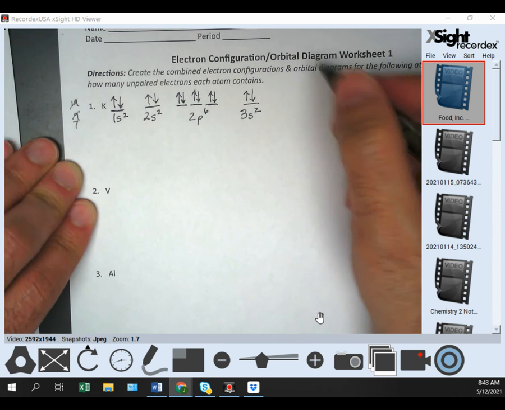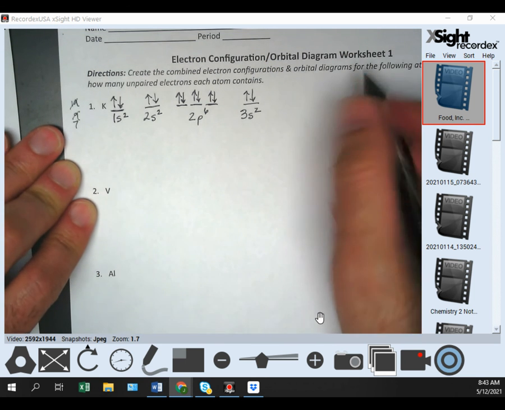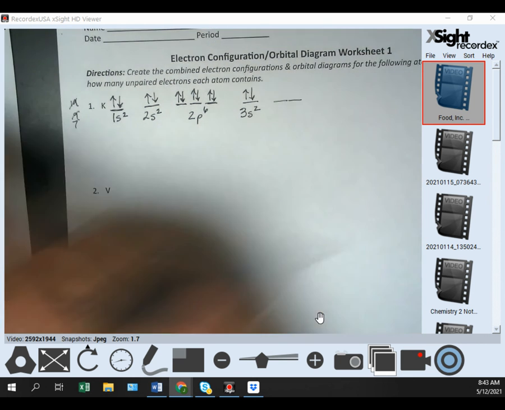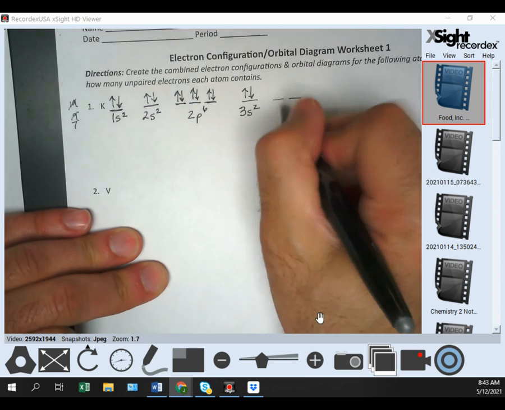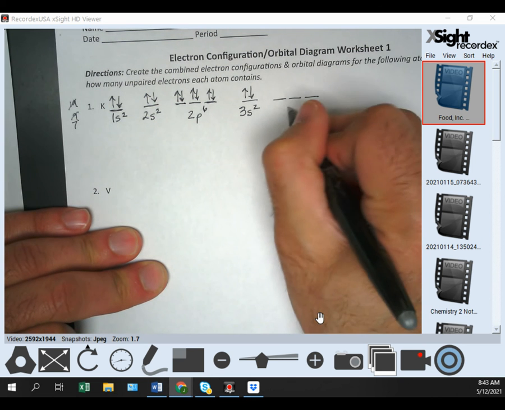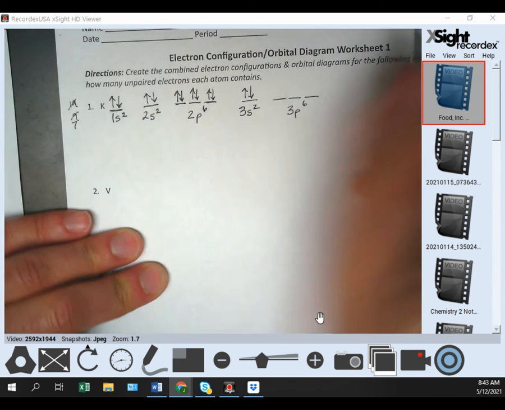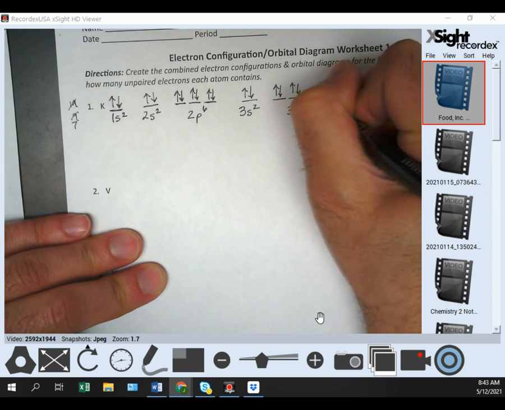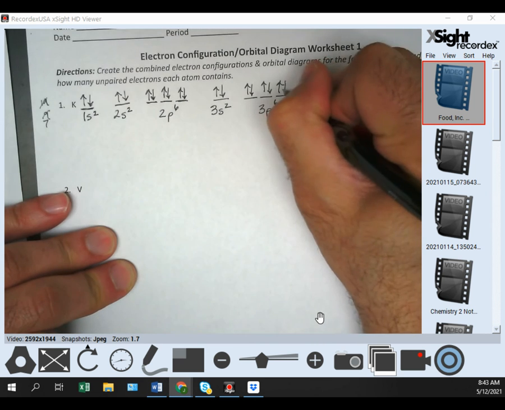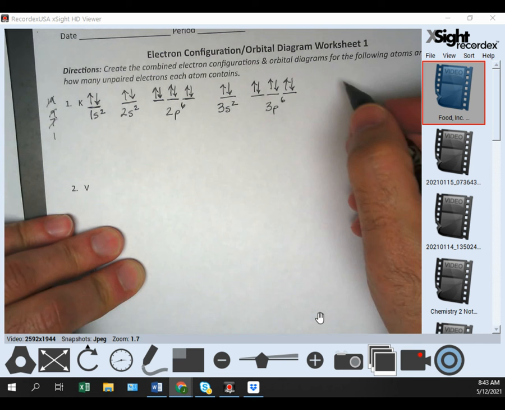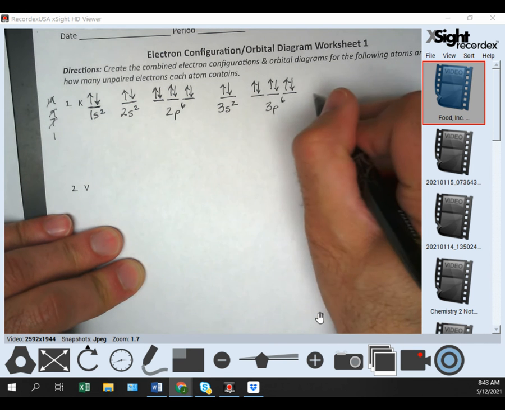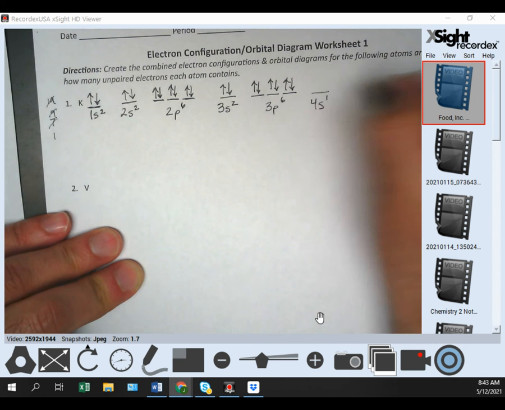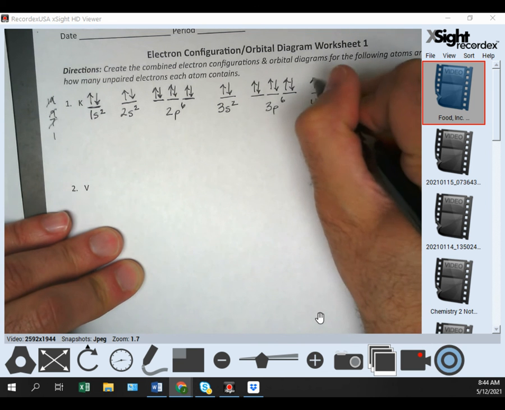After 3s, what do we hit? 3p, how many lines? Kind of close. 3p can hold 6, which we have 6 left because we were down to 7, right? So we go 1 up, 1 down, down to 1. After 3p, we hit 4s, so 1 line. 4s can hold 2, but we've only got 1 left, correct? So 4s1. So we just have 1 electron.